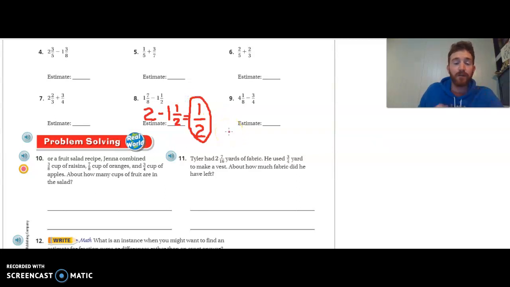And again, down the road, we'll be working on actually finding exact answers using fractions. But the skill for this first lesson is all about just finding those close estimates, okay? Using those benchmarks 0, half, or 1 to help you find a good answer and get started on some mental math and get close, okay? So hopefully this wasn't too bad.